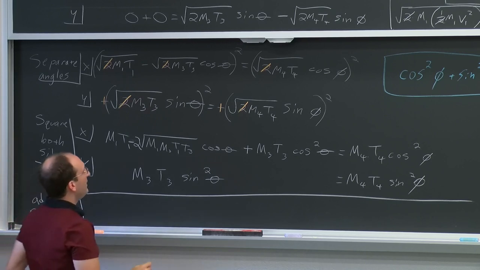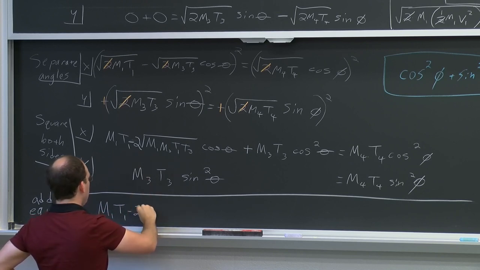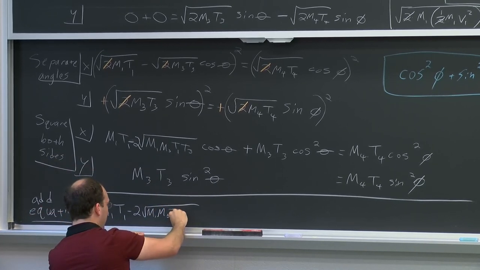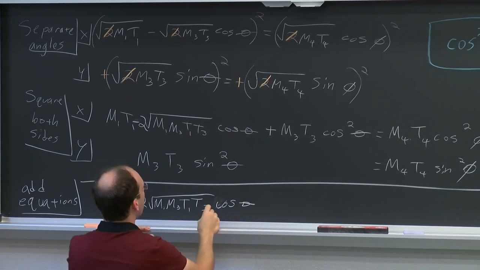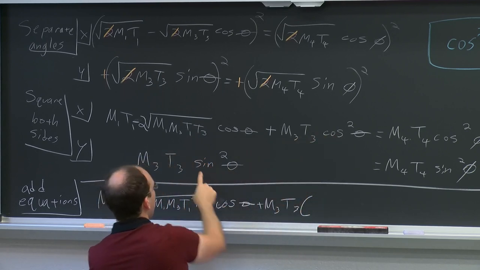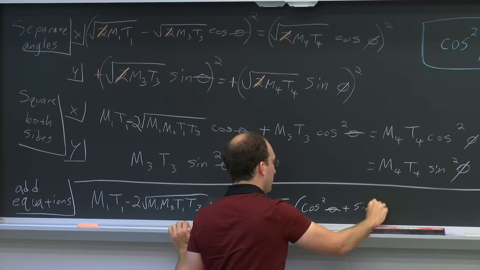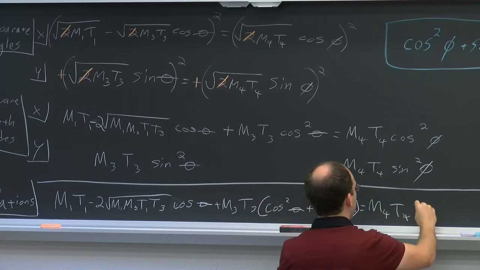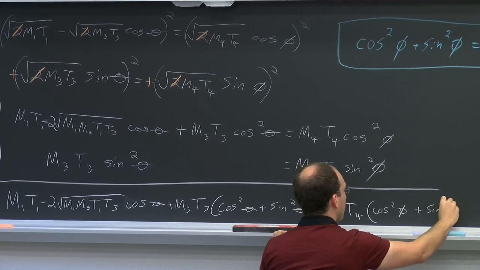Add equations. And let's try and group all the terms together. So we have m1 t1 minus 2 root m1 m3 cosine theta. And we have m3 t3 cosine squared theta plus m3 t3 sine squared theta equals m4 t4 cosine squared phi plus sine squared phi.